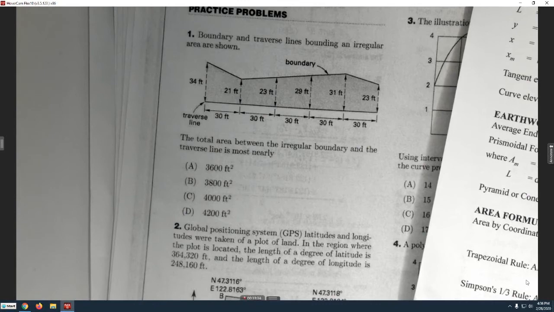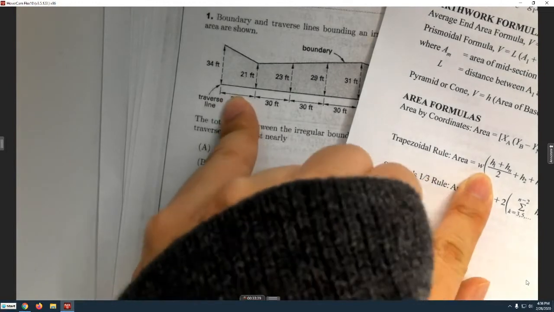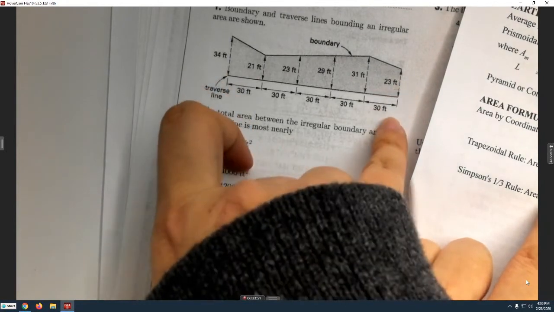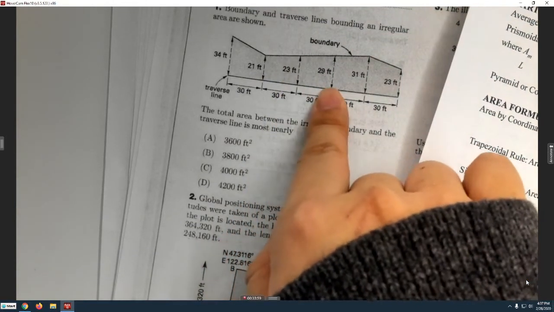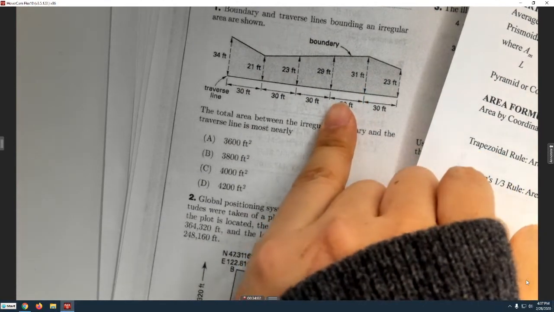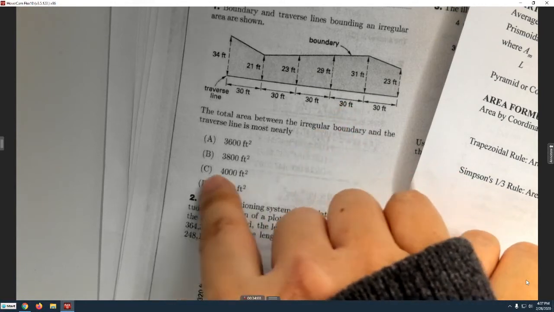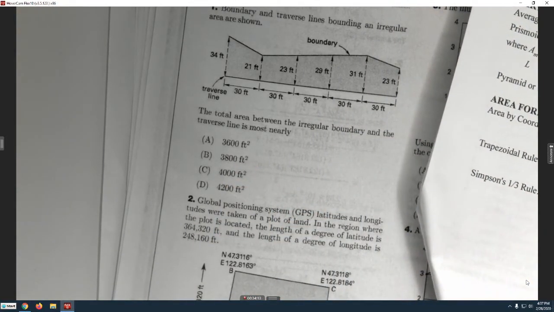For this one, you use this, where W is the width of each segment, 30, times H1, which is this number, 34, and H6 is this number, 23. These are divided by 2, plus all the inside ones, plus 21, 23, 29, 31. Okay, do the calculation. And for this one, the answer is 3,900 something, so it's most close to C. All right. And then the next one.